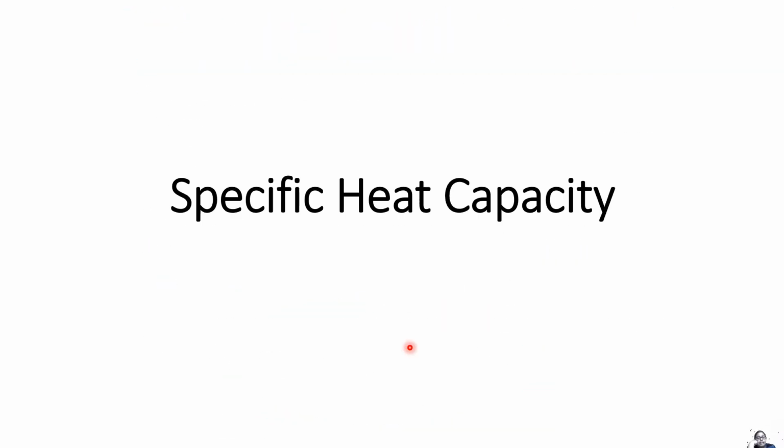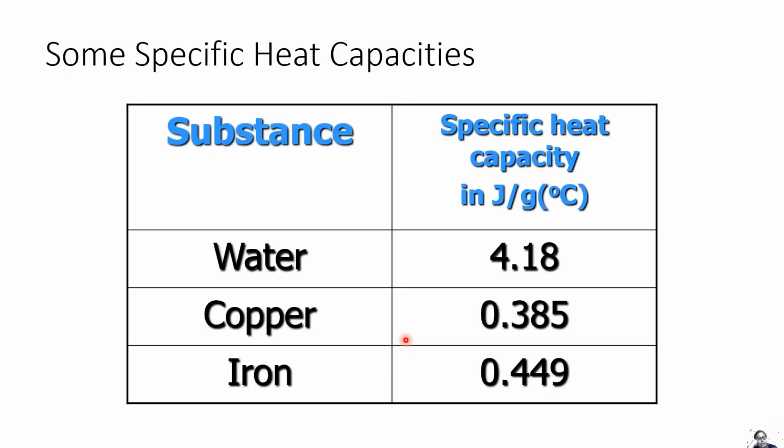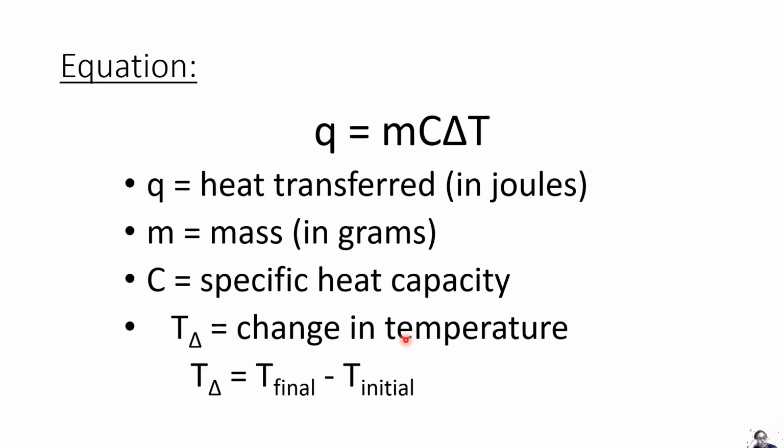Okay, specific heat capacity. Specific heat capacity is the quantity of heat required to raise the temperature of 1 gram of substance by 1 degree Celsius. The specific heat capacity of water is 4.18 joules per gram per degree Celsius, and this is the equation for getting the specific heat capacity. Heat transferred will be mass times specific heat capacity times change in temperature.